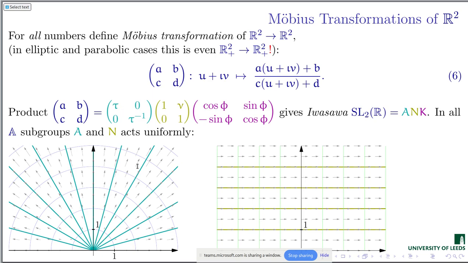So orbits are shown as rays. There are gray arrows here which demonstrate how the orbits are moving. Similarly, for the upper triangular matrix, we have shifts.